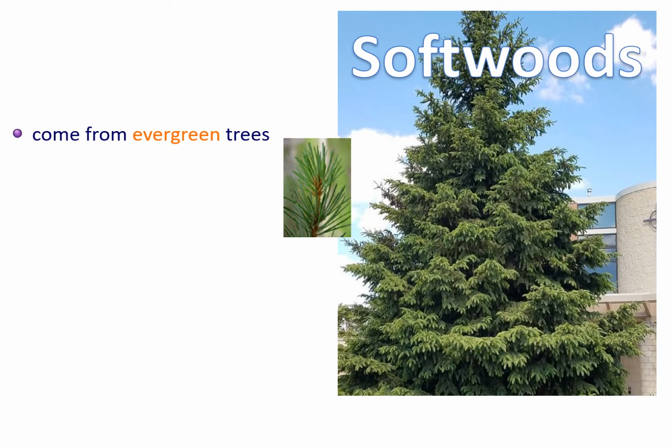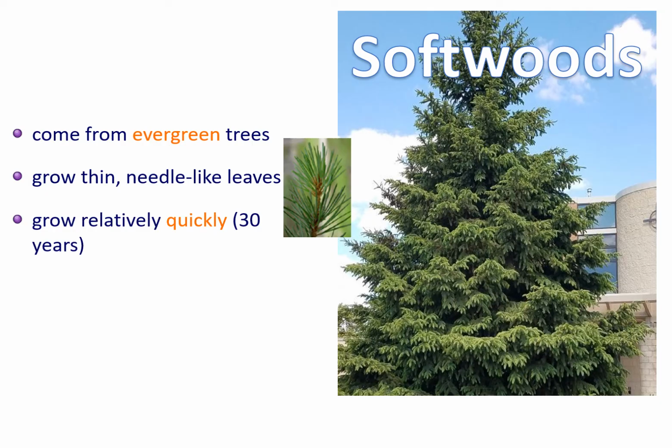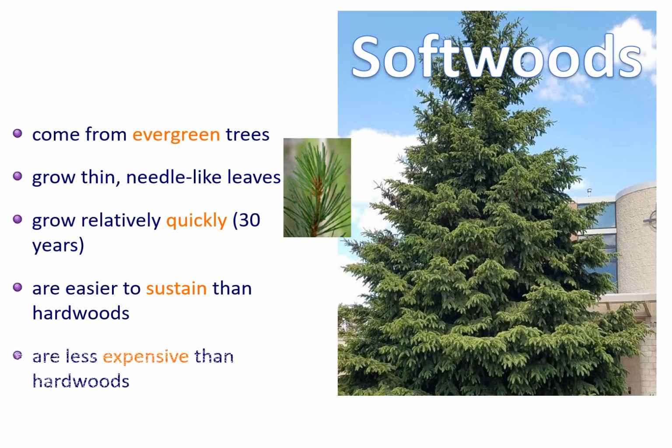Softwoods come from evergreen trees or coniferous trees. They grow thin needle-like leaves. This is very similar to Christmas trees. They grow relatively quickly. They only take 30 years in comparison to a hardwood tree, which takes 80. They are easier to sustain than hardwoods, and that's because they grow much quicker. This makes them less expensive and therefore used more in the home because of affordability.